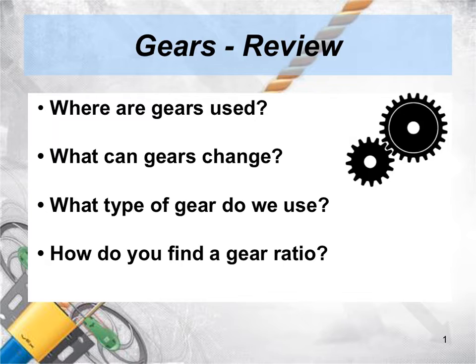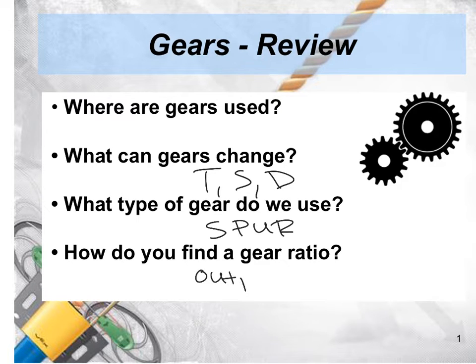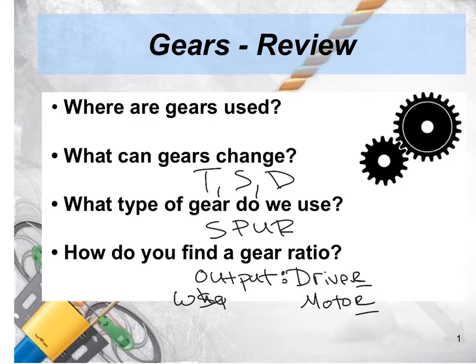So we've talked about where gears are used. We've talked about how gears can change torque, speed, and direction. We've talked about how we use what are called spur gears. And we've talked about how you find a gear ratio by comparing the number of teeth on the output gear and the number of teeth on the driver gear. Remember, the driver gear is the gear that's attached to the motor, and the output gear is the one attached to the wheel.